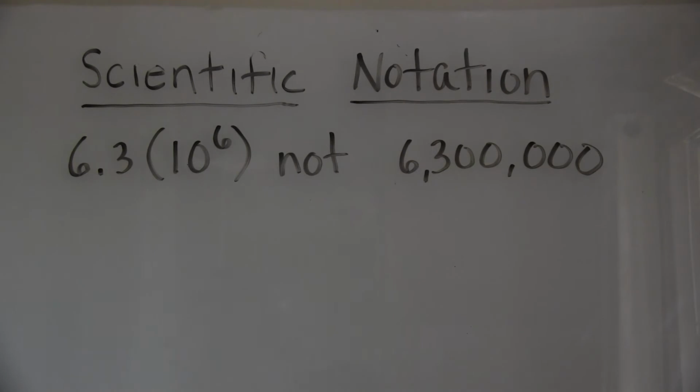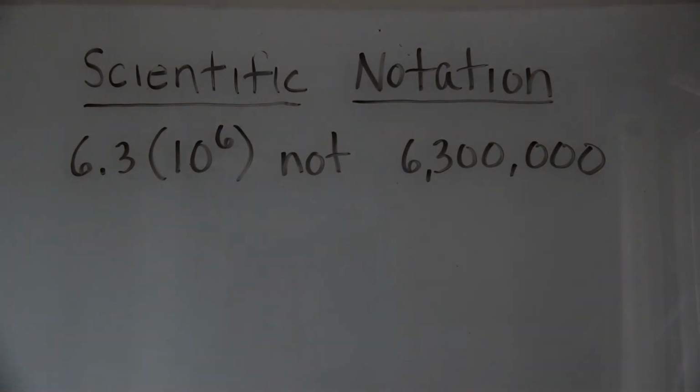It is also customary and much less cumbersome to express numbers using scientific notation. For example, you're going to use 6.3 times 10 to the 6 instead of writing out 6,300,000.